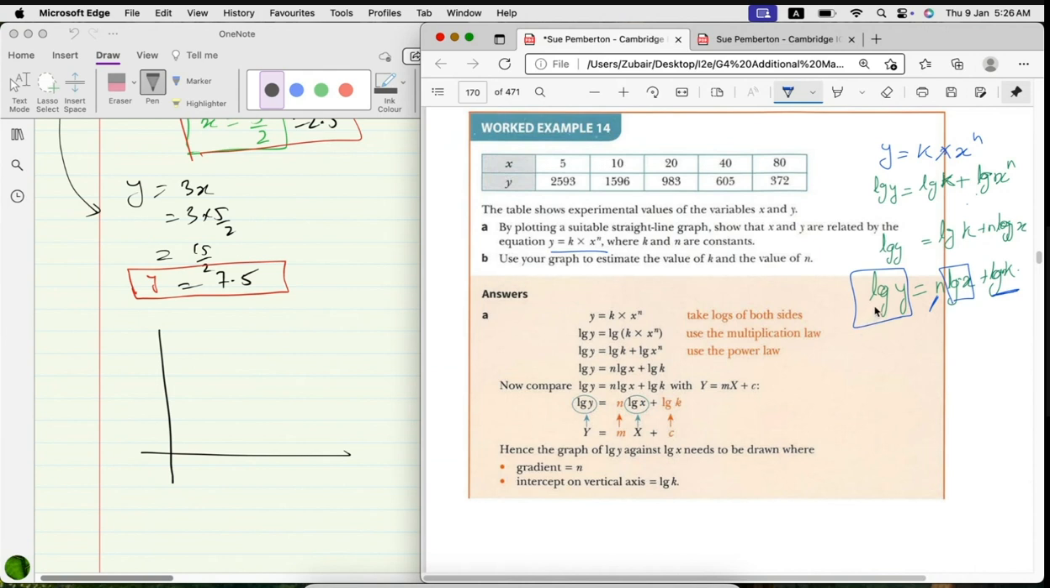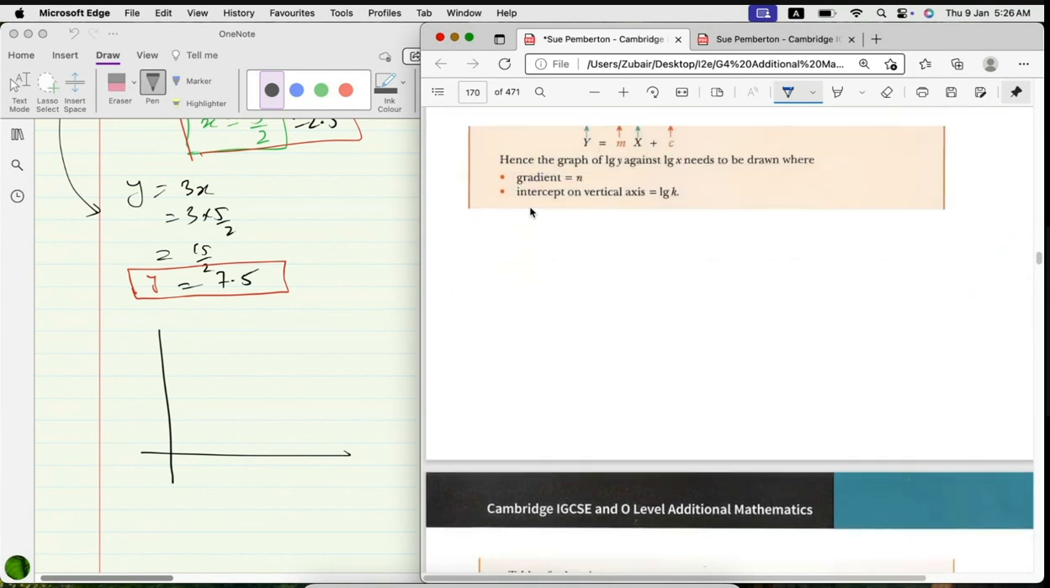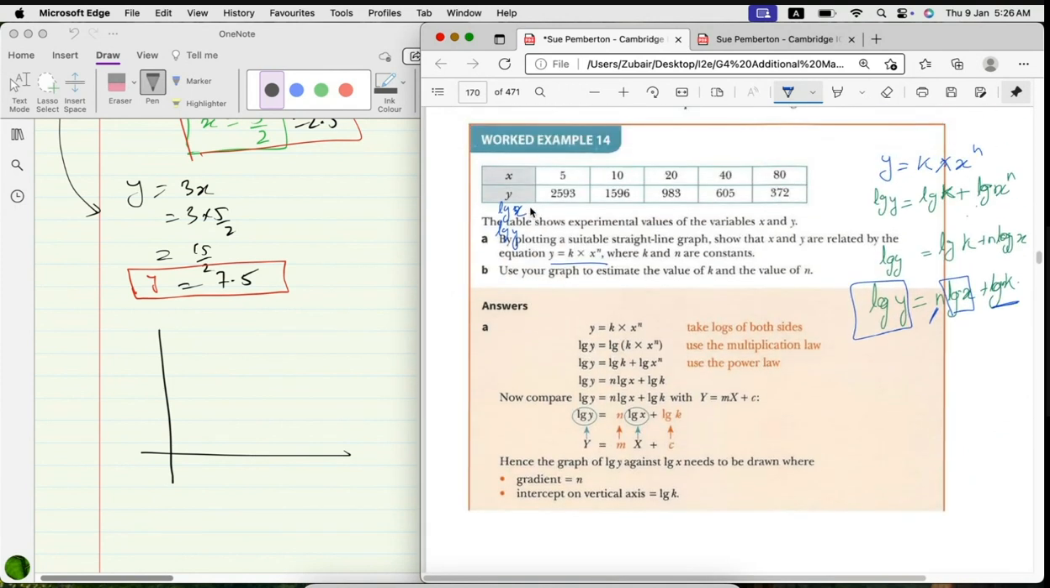So how would we do that? We will make two new lines to complete the table, lg x and lg y. So using a calculator, I would write all these values. lg 5 is 0.6989. I'll just keep them to three significant figures, maybe. Yeah, three decimal places.